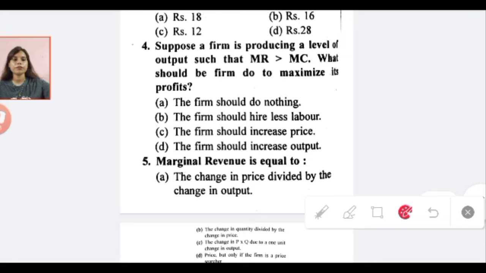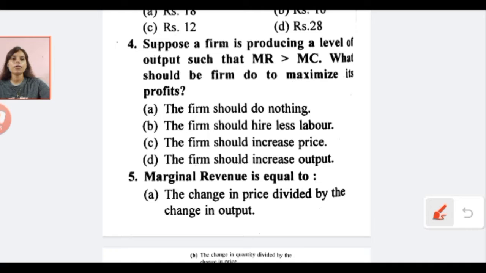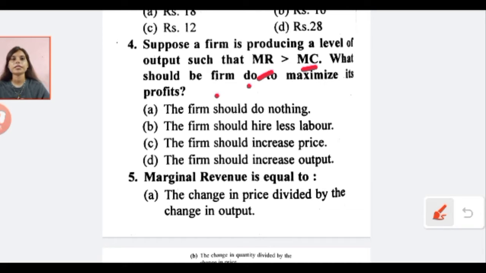Talking about question number 4. Suppose a firm is producing a level of output such that MR is greater than MC. What should the firm do to maximize its profits? So here, as per the options given, it can only maximize its profit if it increases its output. All right, so number D would be the correct option.